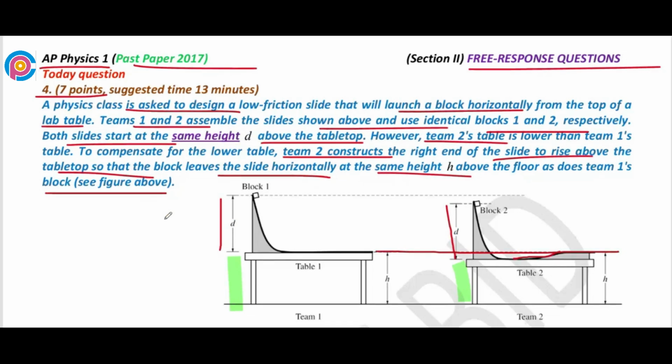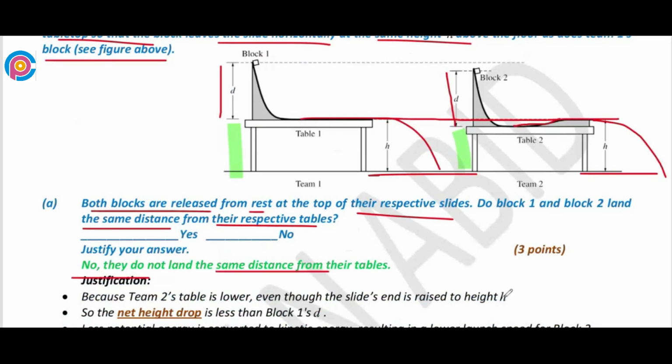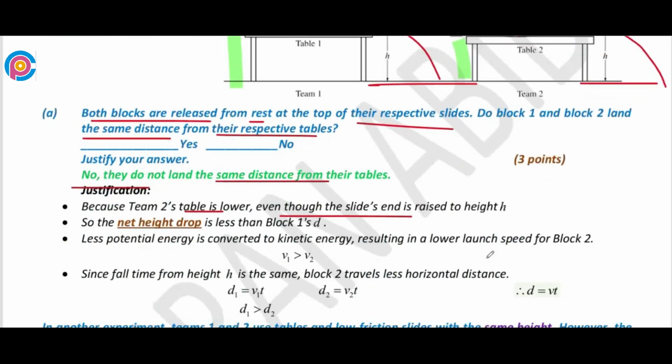First question: both blocks are released from rest at the top of their respective slides. Do block 1 and block 2 land the same distance from their respective tables? That means when the blocks hit the ground, is the distance covered the same or not? The answer is no, they don't land the same distance from the table. Team 2's table is lower, as we have discussed, even though the slide end is raised to the same height h, the net height drop is less than for block 1.